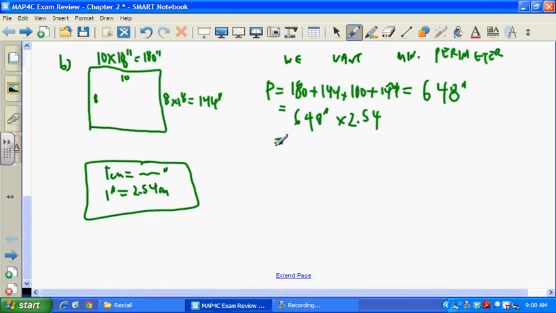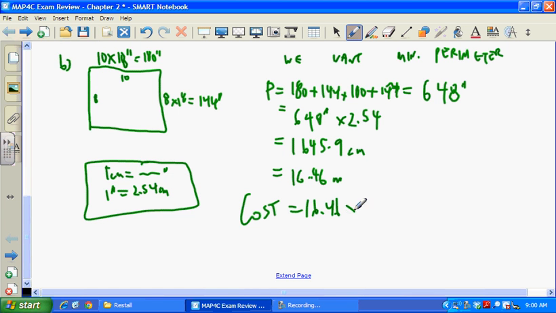Anyway, 648 inches. We'll multiply, right? Each inch is worth 2.54 centimeters. So that's 1,645.9 centimeters. Changing to meters. Some of these, of course, you have to know from being alive in Canada. That's about 16.46 meters, and then the cost. Each meter costs $58, so we multiply. Great question. This would be a good thinking question because it involves more than one step.